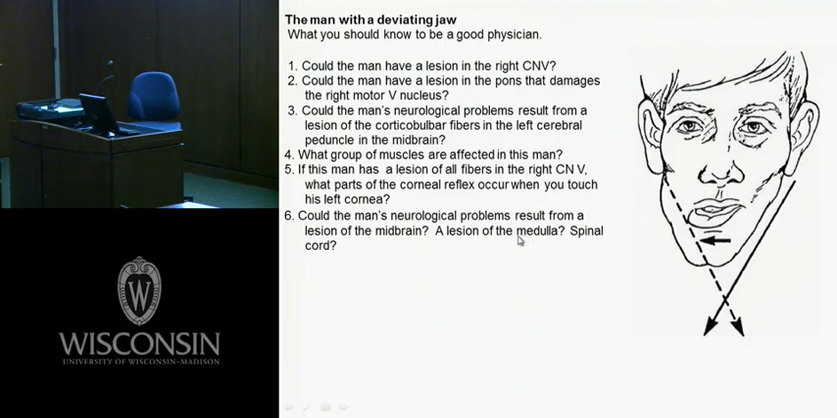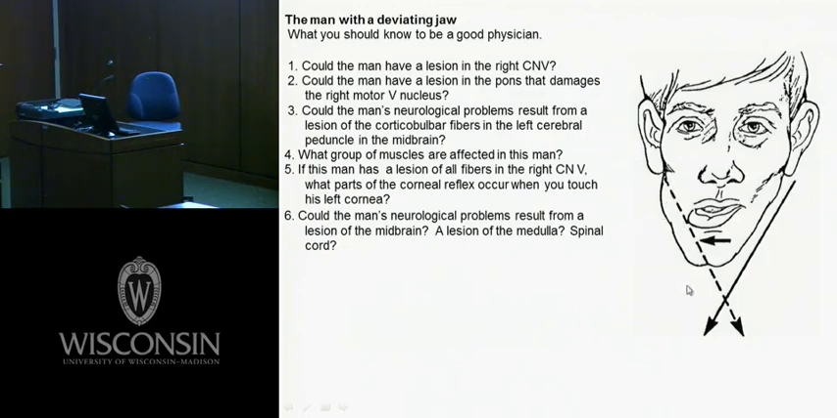There's nothing down there that has anything to do with motor to muscles of mastication. Spinal cord? I'm just trying to trick you down here. Don't fall for all that. So this is the man with a deviating jaw. Don't ever forget: lower motor neuron, atrophy, motor 5, cranial nerve 5, mandibular branch.